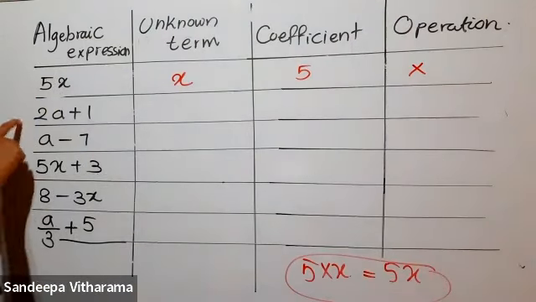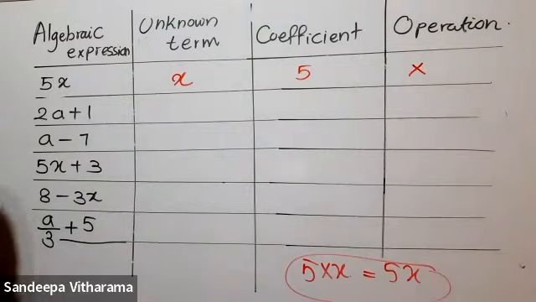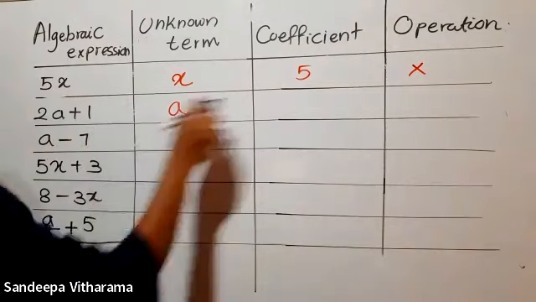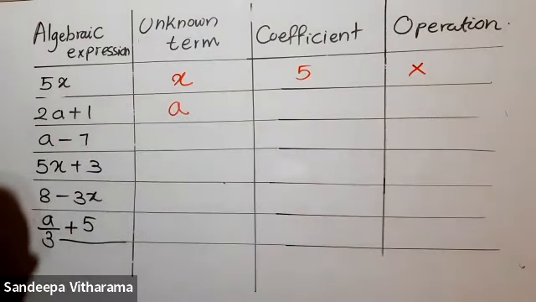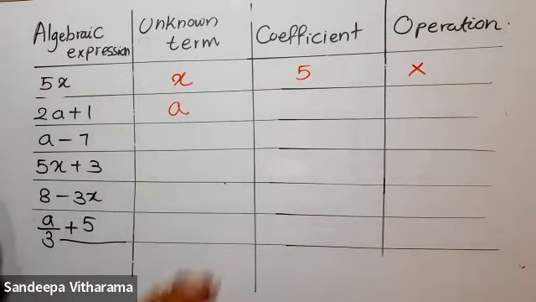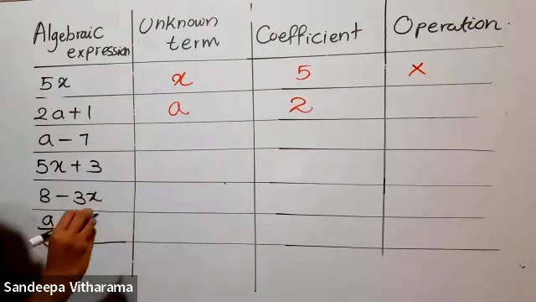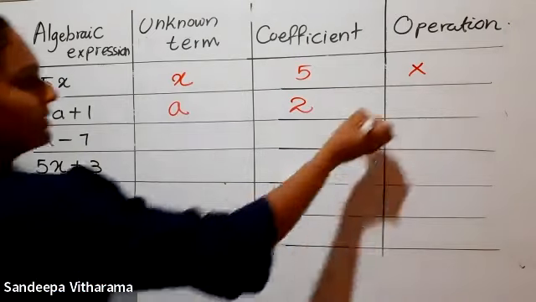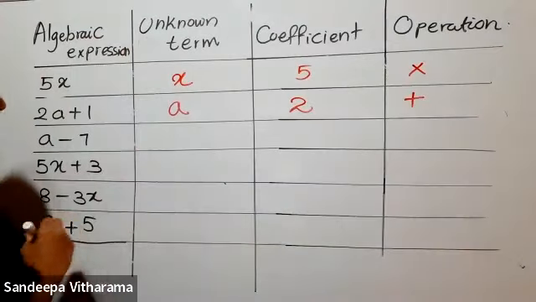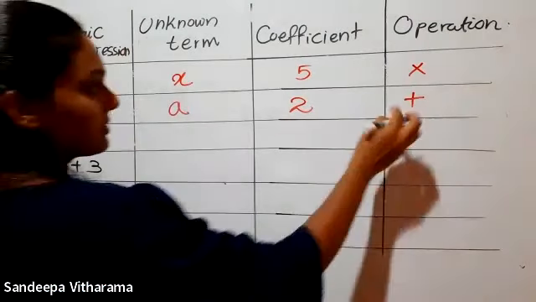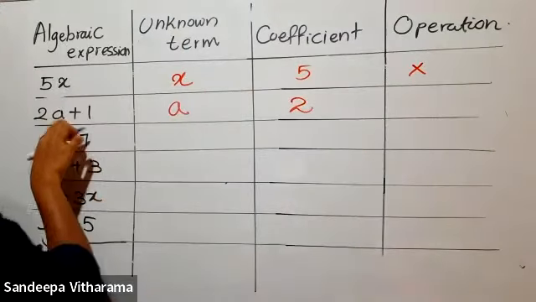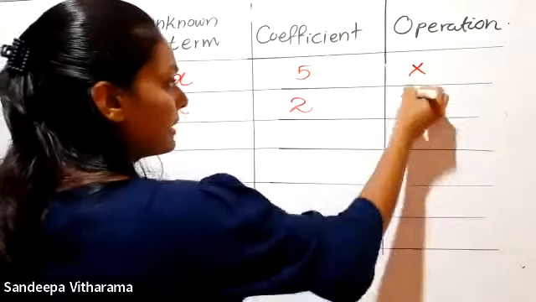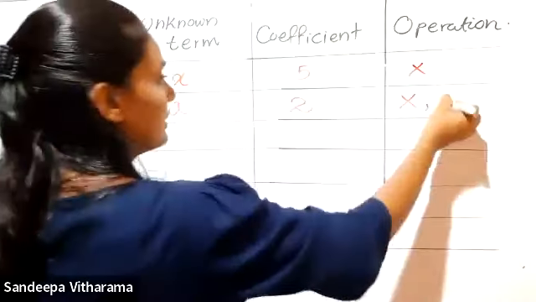Okay, then here what is the unknown term? A. Yes, it is a. Then what is the coefficient? 2. What is the operation here? Addition. Is it addition only? No, there's multiplication also, because 2a has been formed by multiplying 2 by a. Therefore, multiplication also there. Then addition.